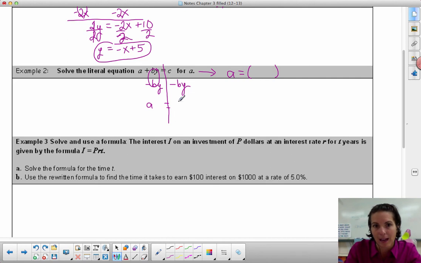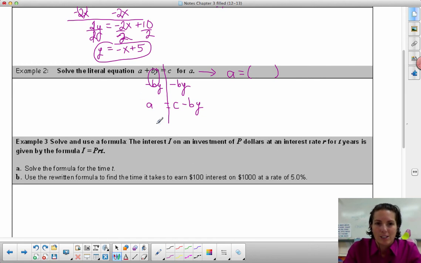So let's just write it down exactly, right? It's a literal equation, so let's write down exactly what they told us to do. C minus by. And there we have our solve that way with a literal equation.